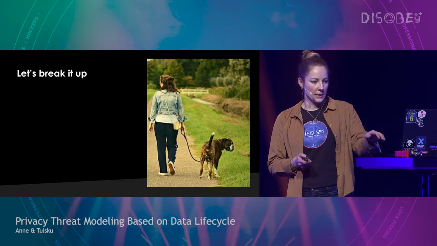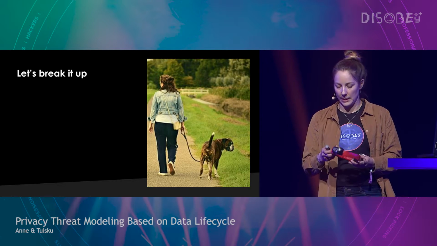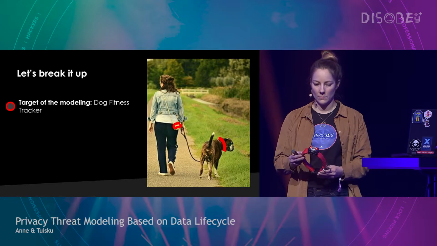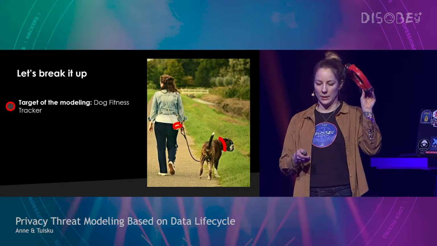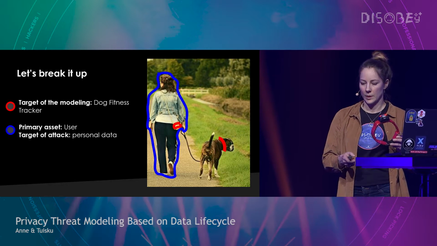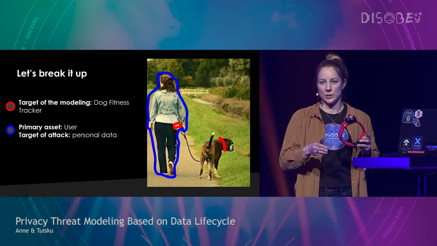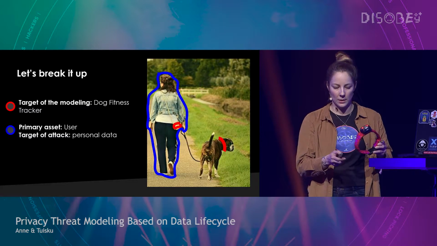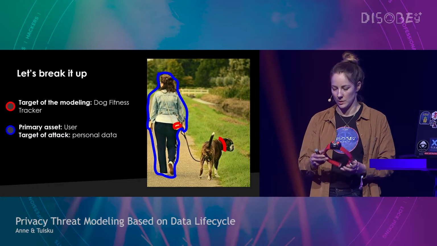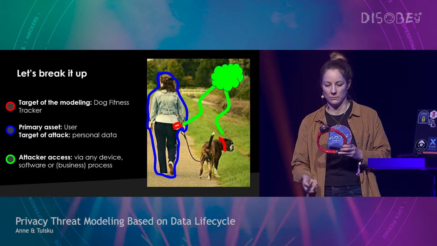And let's break it up. So we're going to start threat modeling this device. So this is the target of the modeling, the dog fitness tracker. Your primary asset is the user. At the end, you are trying to protect them, okay? The target of the attack is their personal data, so how they might be harmed through attacks to their personal data.